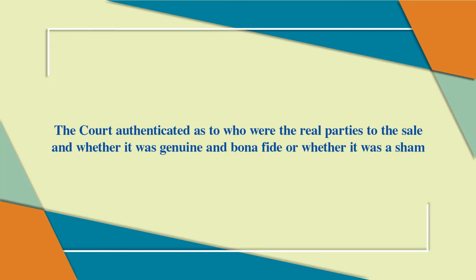In Subra Mukherjee versus Bharat Coking Coal Limited, which was a case pertaining to the nationalization of coal mines, a transaction of the sale of its immovable property by a company in favor of the wives of the directors was alleged to be a sham and collusive. The court pierced the veil of incorporation to ascertain the true nature of the transaction, as to who were the real parties to the sale and whether it was a genuine and bona fide transaction or whether it was a sham. The court held that it was a sham and that the property continued to vest in the company and therefore belonged to the government.